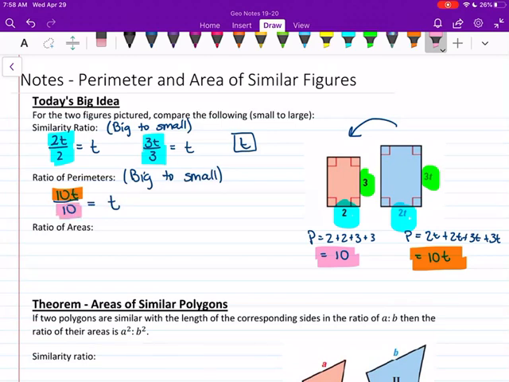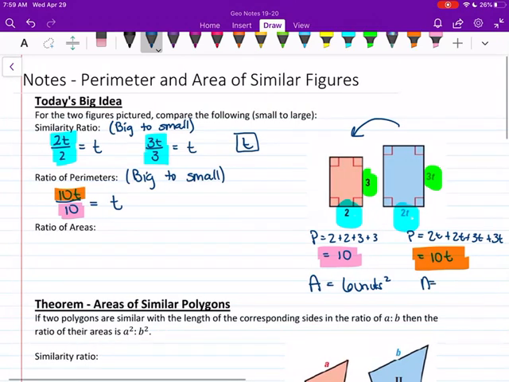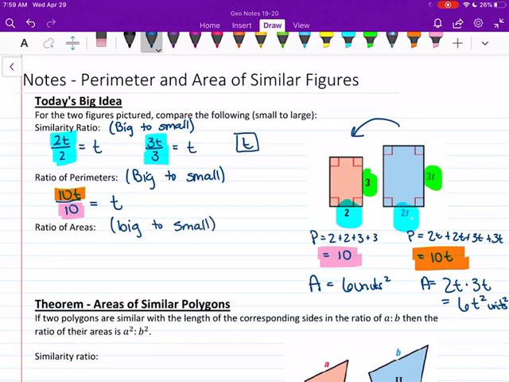All right, now the ratio of the areas. The area of the red rectangle is 2 times 3 or 6 units squared. And the area of the blue rectangle is going to be 2t times 3t, which is 6t squared, and that's units squared. If I compare my ratio of areas, once again we go big compared to small. So I have 6t squared divided by 6, which just reduces to t squared.